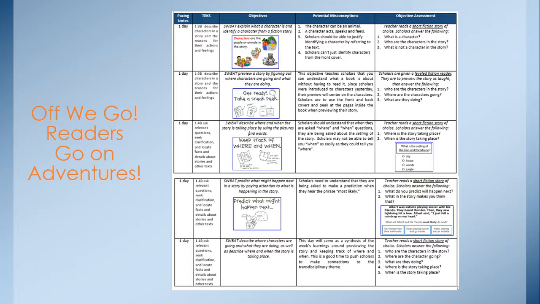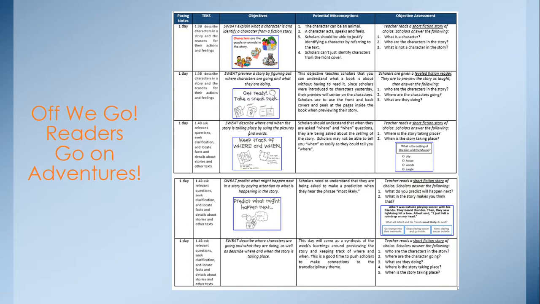Next, scholars will learn how to describe the setting of the story. Again, the focus here is just naming where and when the story is taking place. After they've learned how to preview the story and keep track of where and when, scholars move on to learning how to make predictions. Scholars will need to stop at certain points of a book and pay attention to what's happening in the story to predict what might happen next.